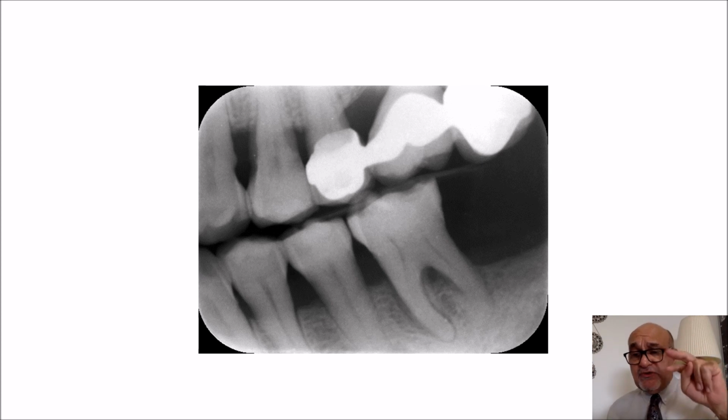What you see, if it goes to the right, this is for the left side of the patient. If it goes to the left, then this is the right side of the patient.